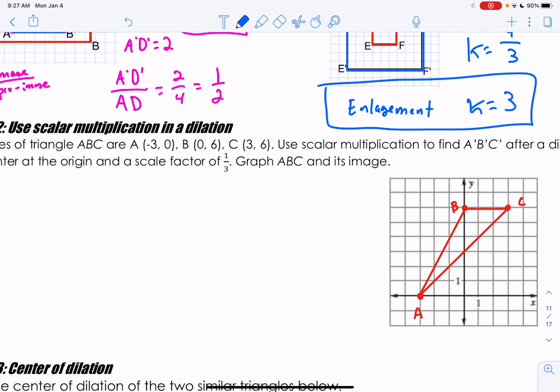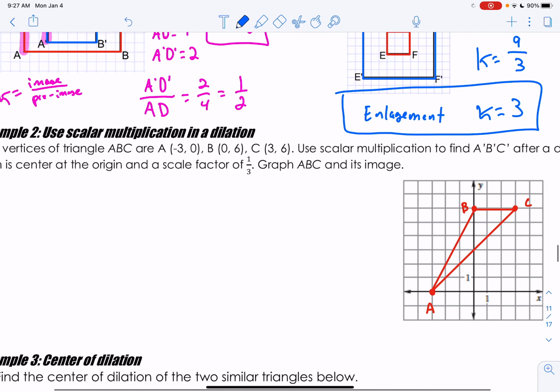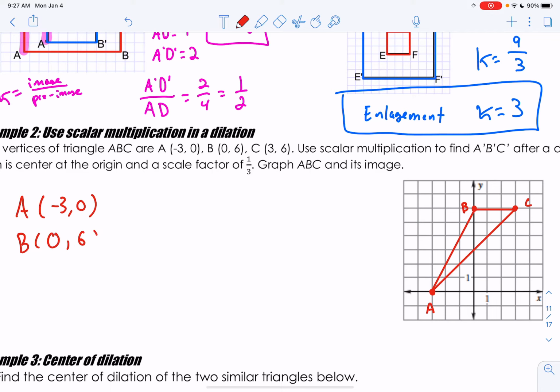What we're going to do is something called scalar multiplication, and we'll walk you through this. Let's start off by writing all my points. We'll start off by writing out my pre-image, which is ABC. A is the point (-3, 0), B is the point (0, 6), and C is the point (3, 6).